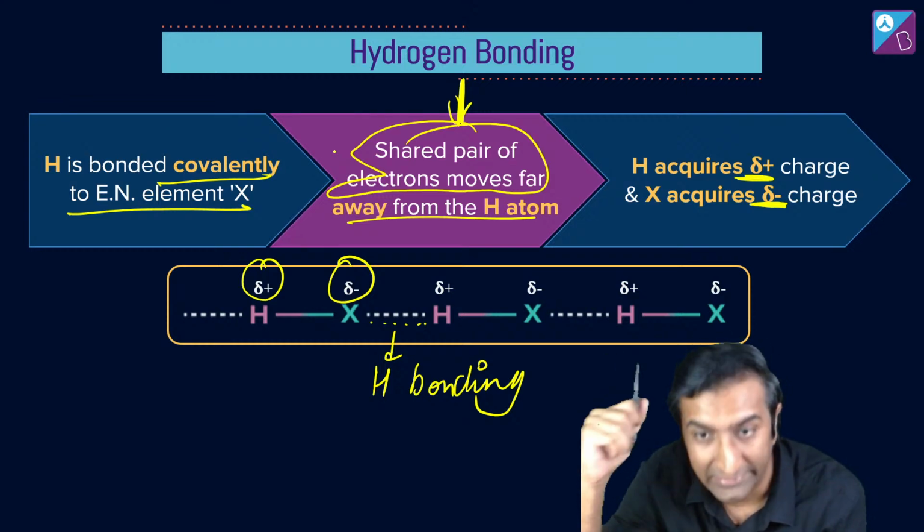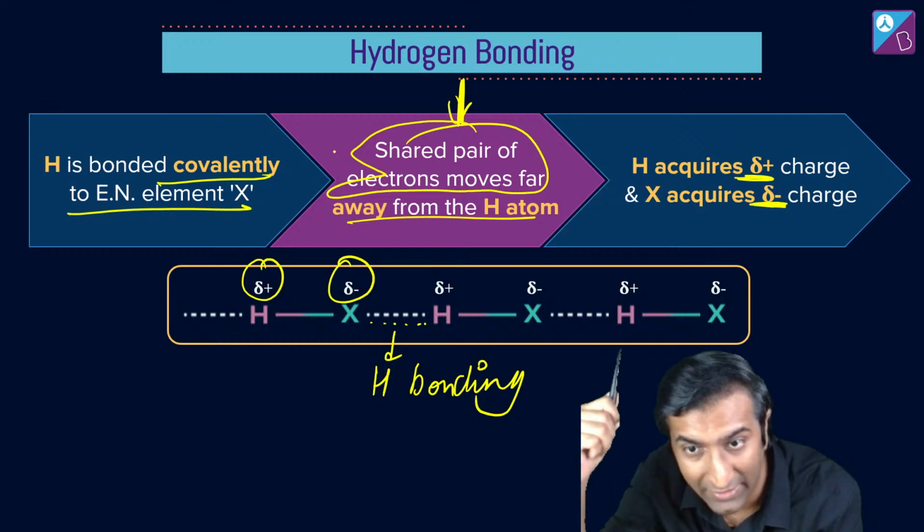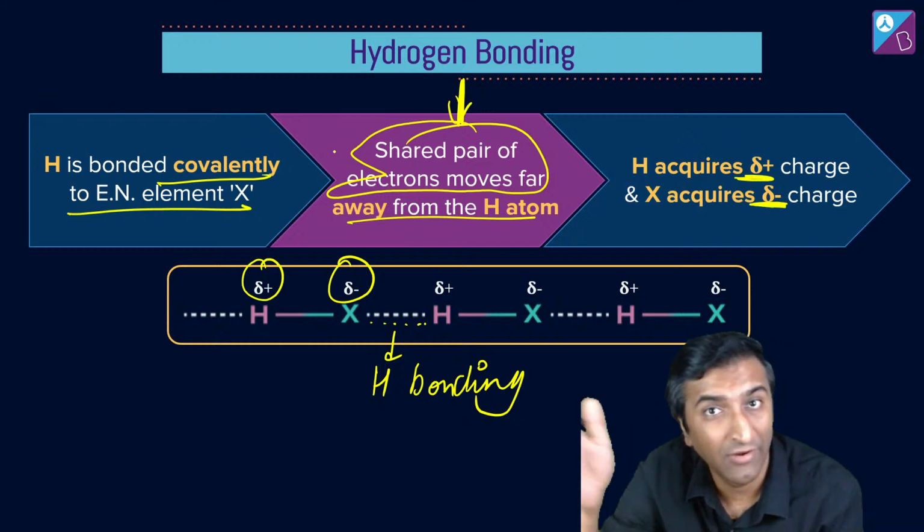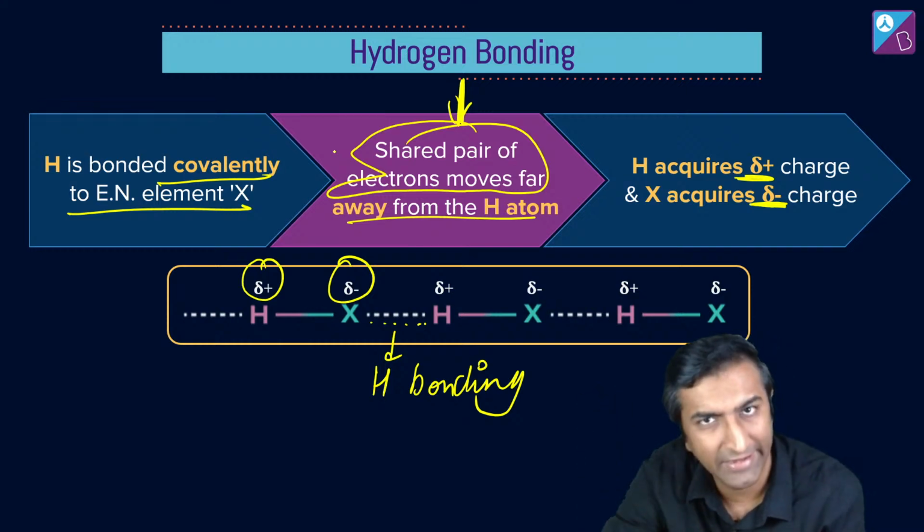Quickly tell me, super. This shared pair of electrons moves far away from the H atom? Yeah, because H is less electronegative than X, right? So X will pull electrons away, as simple as that.